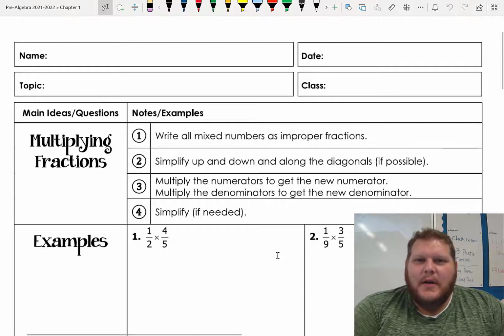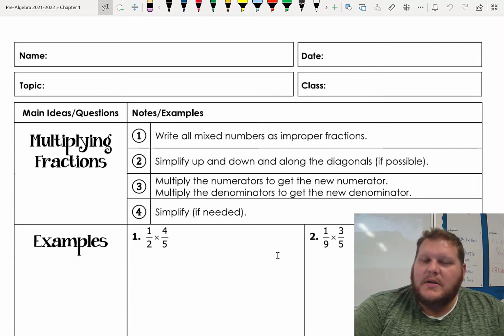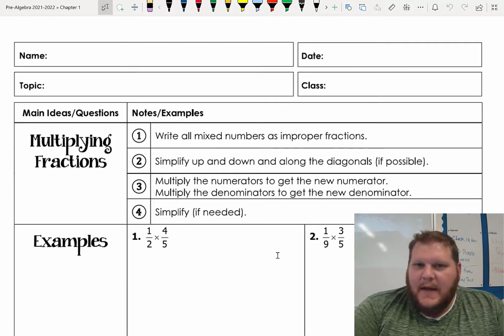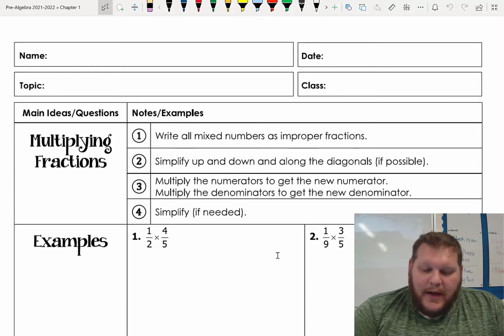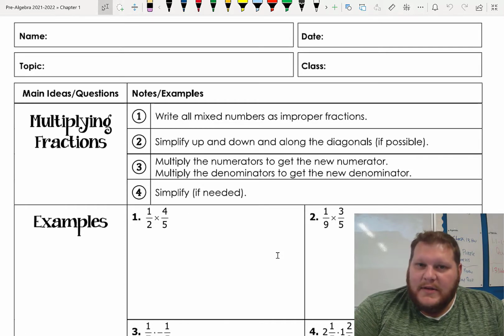Hey guys, today we are looking at our notes for 1.4, which is all about multiplying and dividing fractions. So this is our last set of notes dealing specifically just with fractions. Today, obviously, then focusing on the operations of multiplication and division. Now this is also our last section before we do our first quiz this chapter. So after this lesson, we'll have a day of review, and then we'll be taking our quiz the following day.